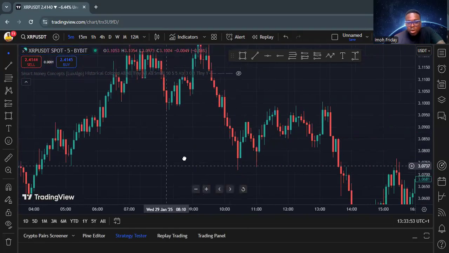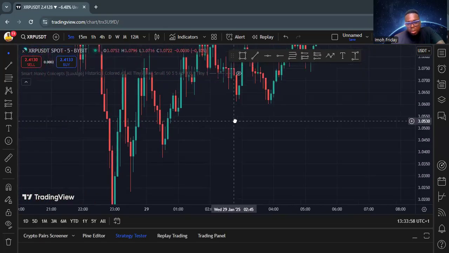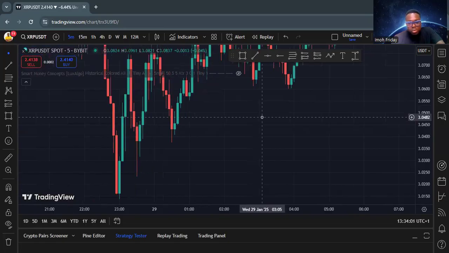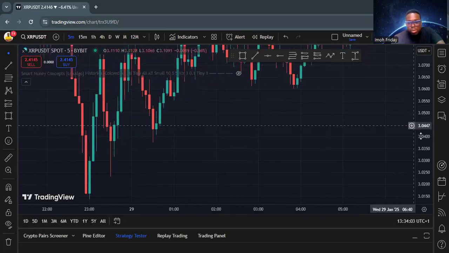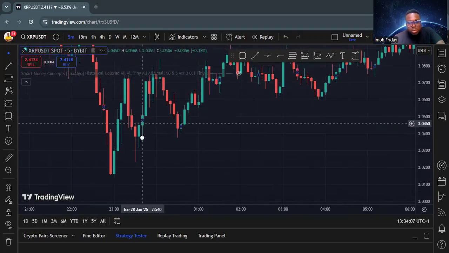So there are several order blocks you will see. Please take note, but some may not be valid order blocks, so you have to be extremely careful too. Let's look at one here. Look at this one.